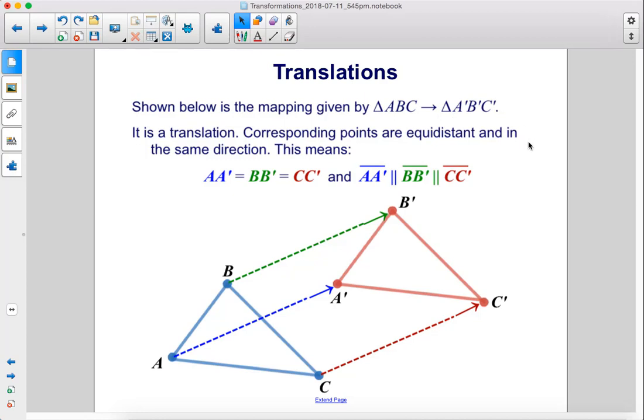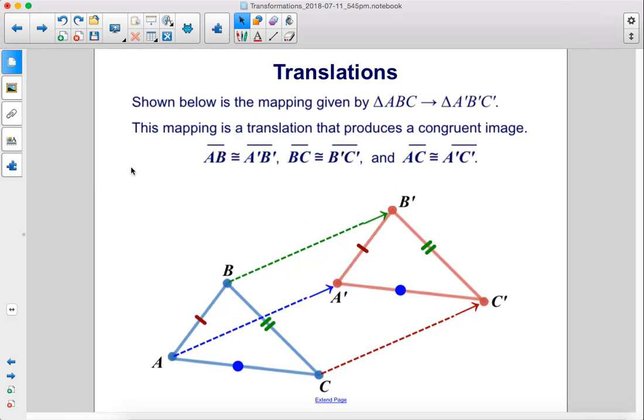It's a translation. Corresponding points are equidistant and in the same direction. This means AA' equals BB' equals CC', and these line segments are all parallel. This mapping is a translation that produces a congruent image. So line segment AB is congruent to line segment A'B', line segment BC is congruent to line segment B'C', and line segment AC is congruent to line segment A'C'.